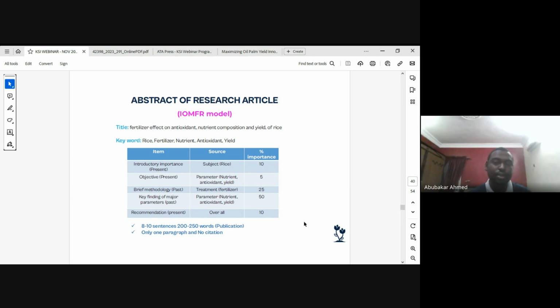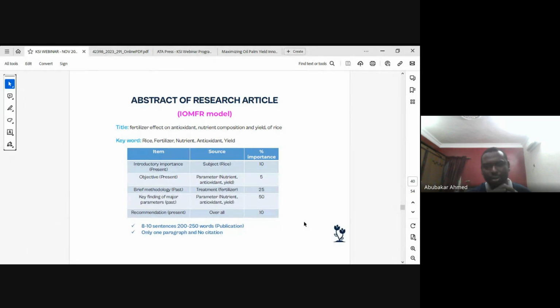When writing a research article, the abstract is a particularly important aspect because policymakers don't have time to read your whole paper. Normally, what they do is read the abstract of your article. In writing an abstract, there is the IOMFR model, which stands for Introduction, Objective, Brief Methodology, Key Findings, and Recommendations. So all abstracts contain five most important aspects.